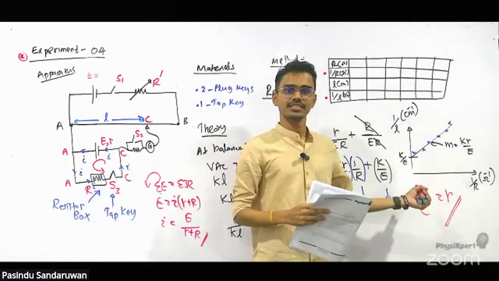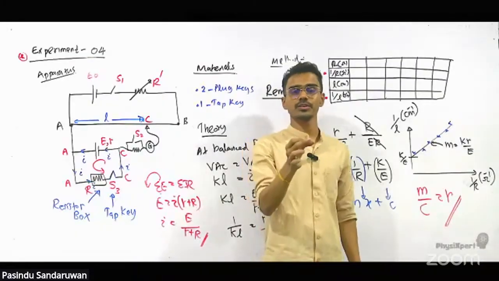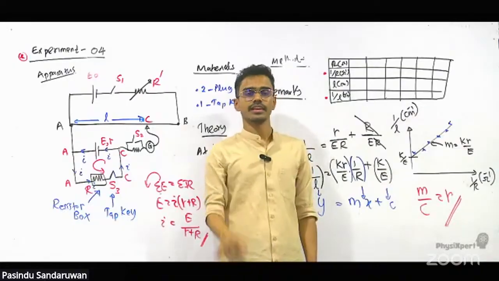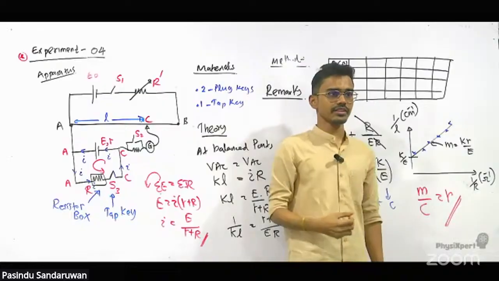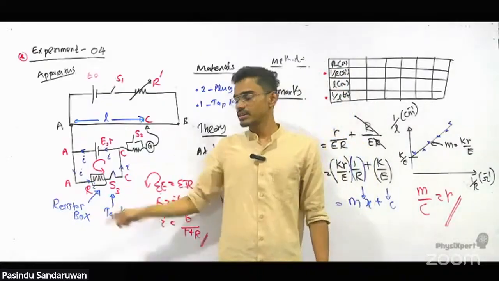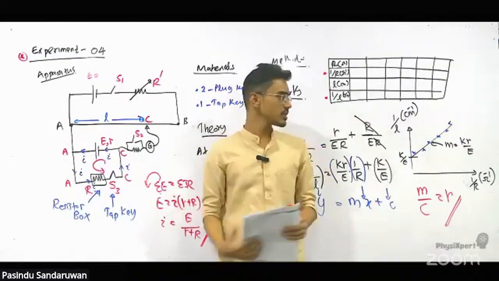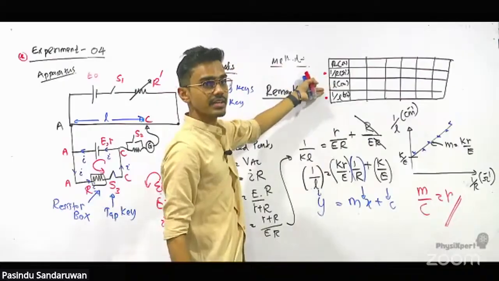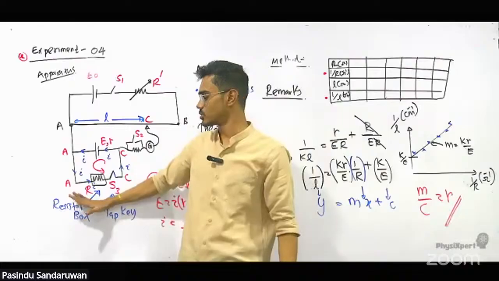Well, to plot the graph, R should be known. Can we find the resistance of a rheostat? You can't. But here, the variable resistor is mentioned, because we are going to find R and L. So only a resistor box is possible to be used here.